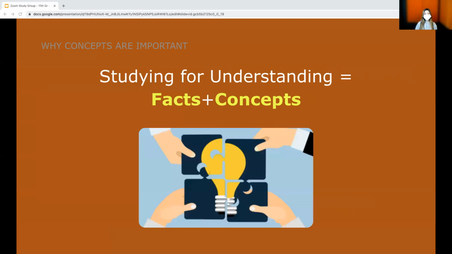So again, studying for understanding means that you're using both facts and concepts. You're taking those facts and using your time wisely and really grounding your understanding. You're trying to, again, find that function, that real purpose behind those facts.